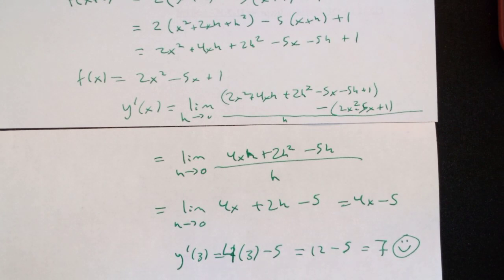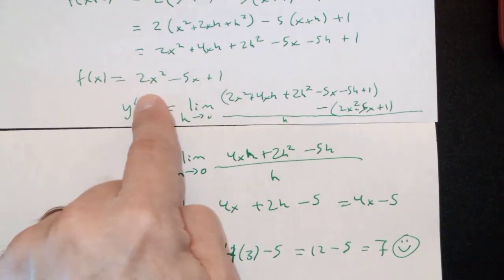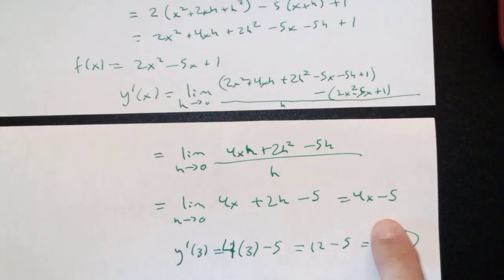But before I go on, remember we have f of x right there at the middle of the top of the screen here. If you use the shortcut, what's the derivative of 2x squared? What's the derivative of 5x? Derivative of 1. Derivative is 4x minus 5. I love being able to check my work.